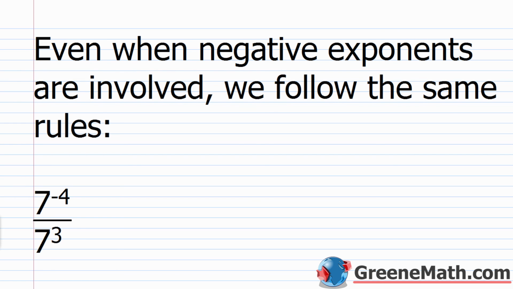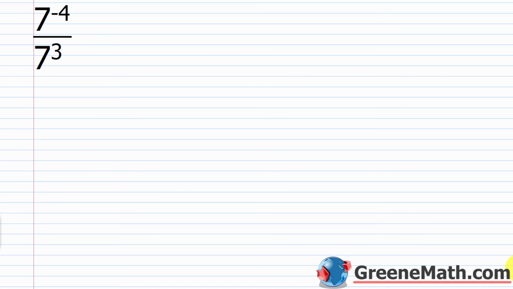So even when negative exponents are involved, we follow the same rules. So we have 7 to the power of negative 4 over 7 cubed.